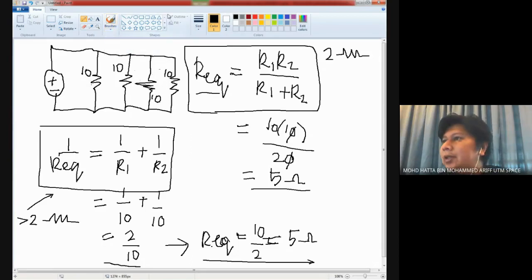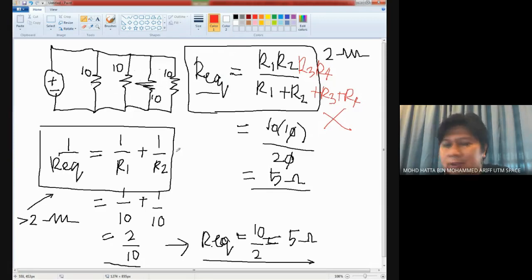What I'm trying to say here is that if you have a circuit which looks like this, with four parallel connected resistors, you cannot simply put it like this: R1 R2 R3 R4 over R1 plus R2 plus R3 plus R4. This is totally wrong. It cannot be used that way.